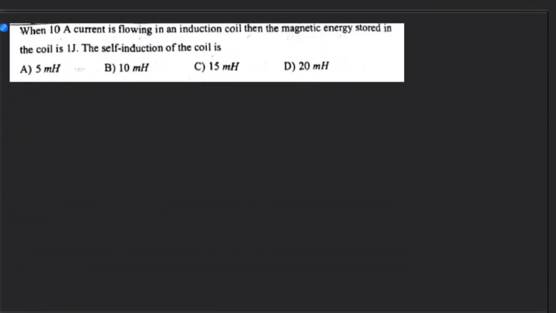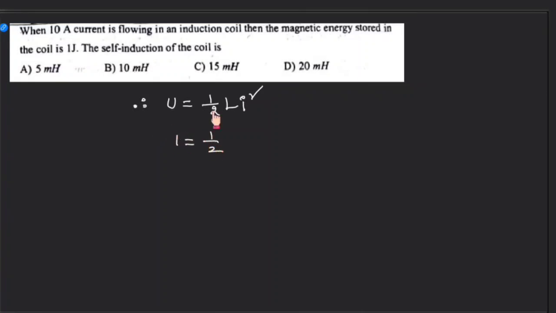Next one. When 10 ampere current is flowing in an induction coil, the magnetic energy stored in the coil is 1 joule. The self inductance of the coil is, this is a direct formula. The energy stored in this inductor will be U is equal to half into L into I square, right? The energy is 1, therefore half into L into I square.